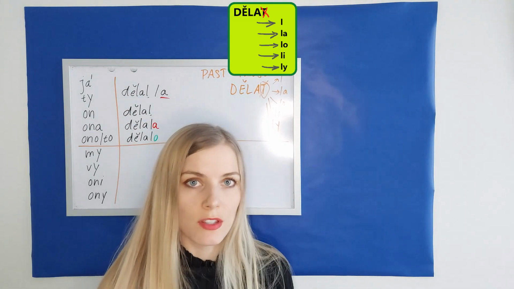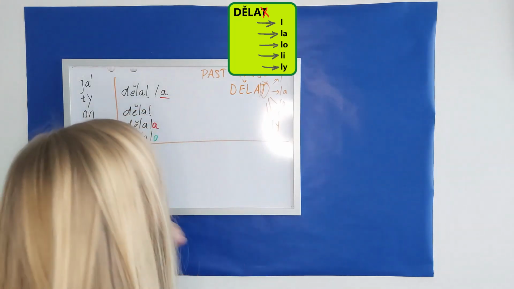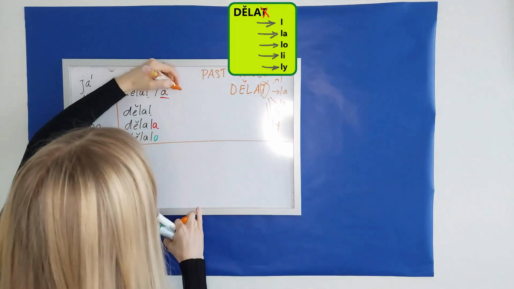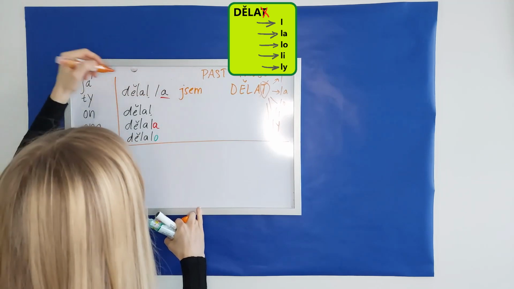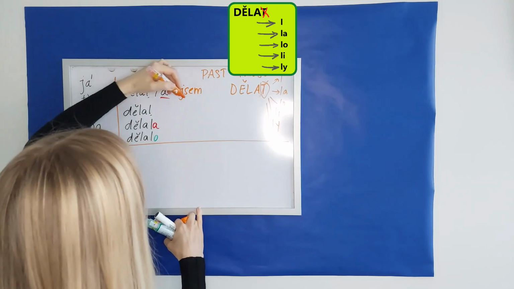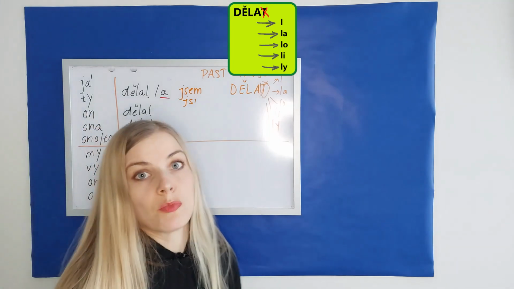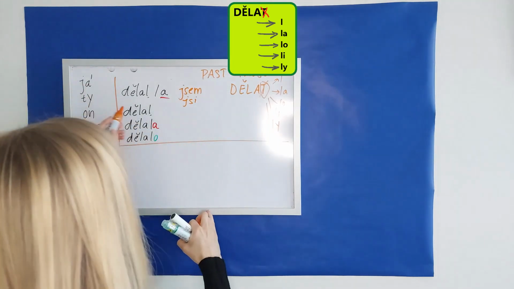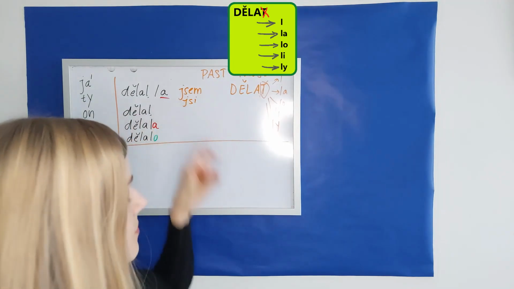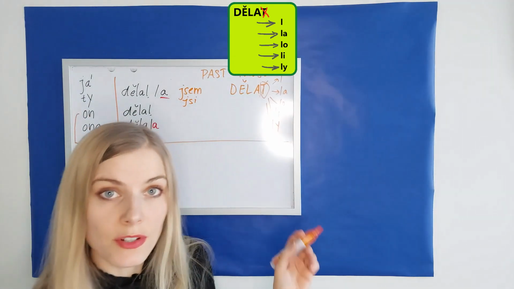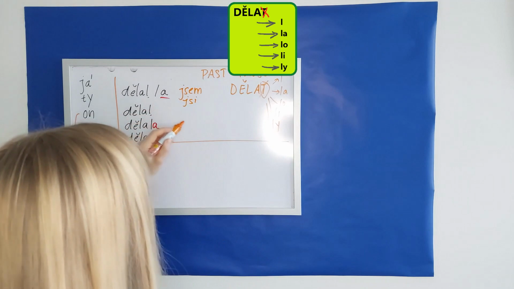Now, we also need the auxiliary verbs, right? For past tense. So, for já it is dělal jsem, dělala jsem, I did. For ty it is dělal jsi. We need to use the verb to be in present tense. So, dělala jsem, I did, dělal jsem. Dělal jsi, you did. And for the third person, we have no auxiliary.